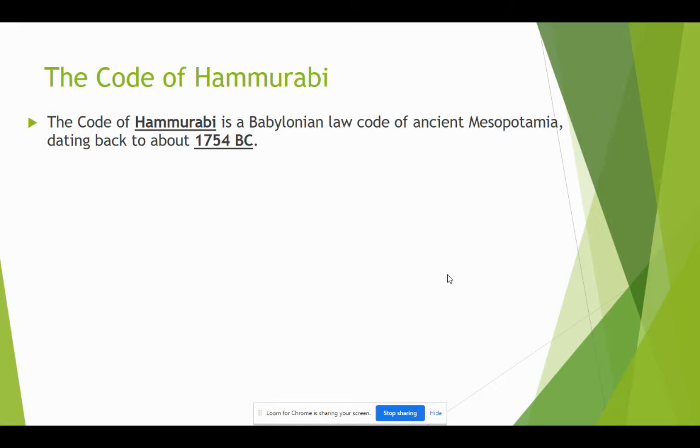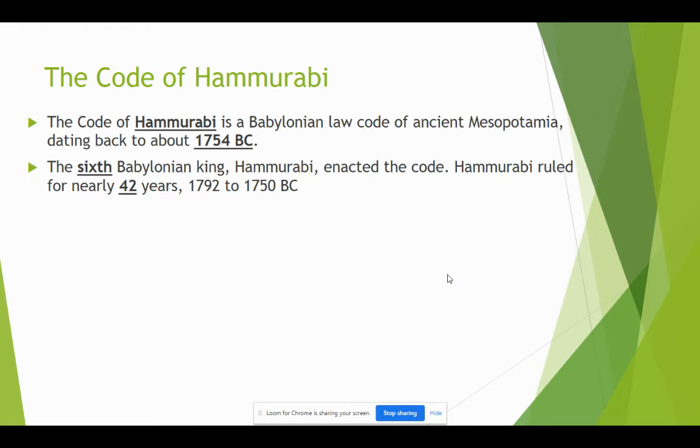So the Code of Hammurabi is a Babylonian law code of ancient Mesopotamia dating back to about 1754 BC. Remember that Babylon is one of the city-states located in Mesopotamia. During Hammurabi's rule, it would become the capital of Mesopotamia. Hammurabi was the 6th Babylonian king, and he enacted the code.